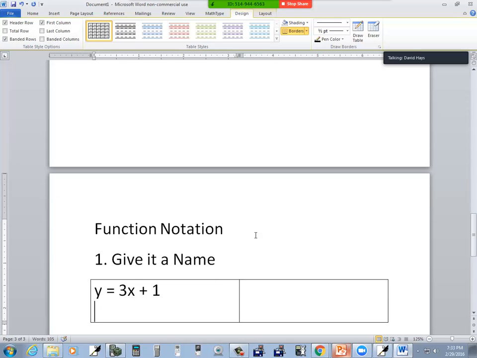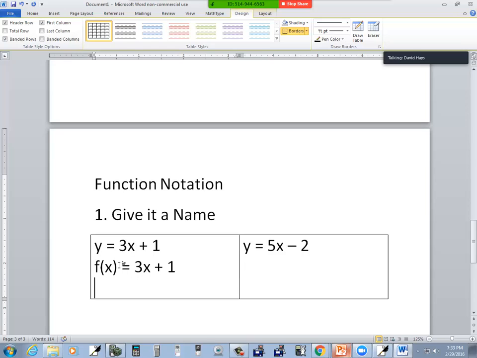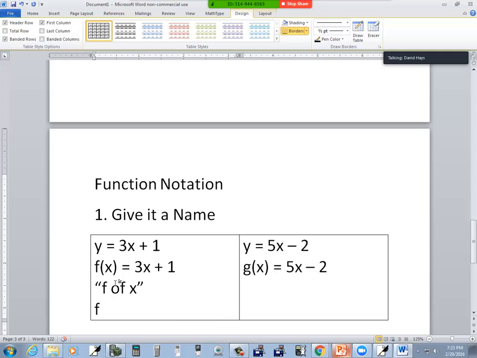Let's say we had y is equal to 3x plus 1, and I had y is equal to 5x minus 2. If I told you to graph y, your question would be, well, which one? We've got two y's. So what we do is we give it a name. We don't give it a name like Bill or Bob, but we say this right here, that's its name. And this one would be named perhaps this. How you read this is f of x. So that's read as f of x is equal to 3x plus 1. We even get lazier in math. We just refer to it as f.